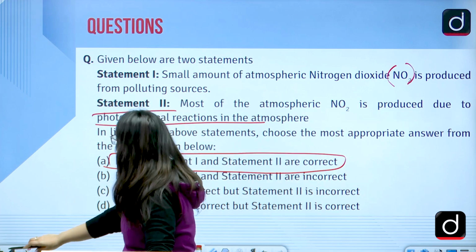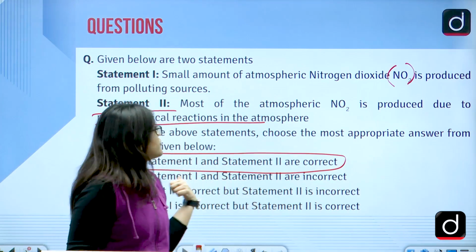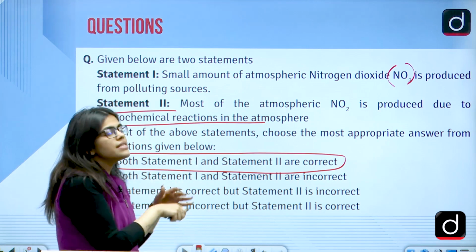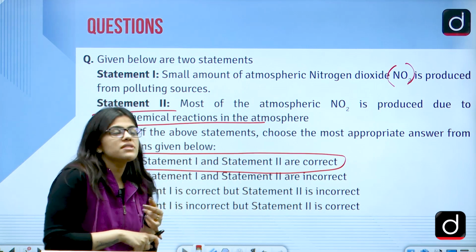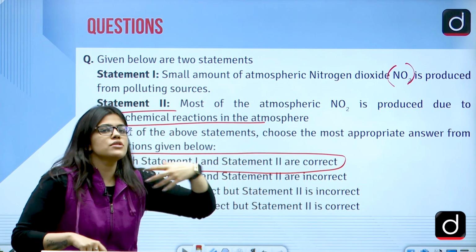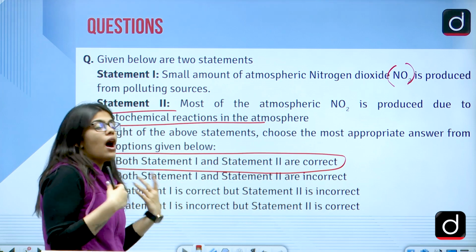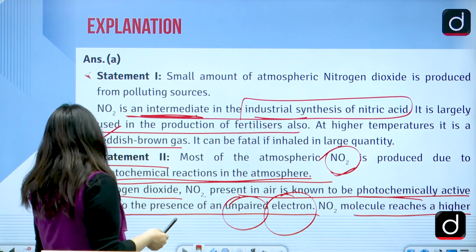So I believe this was the first question. Yeah. So we had the first question, and in the first question we discussed that there is always nitrogen dioxide present in the atmosphere, and this is a polluting source. So from the polluting source you will find nitrogen dioxide being produced. And how is it used, right? And from where do you get it?